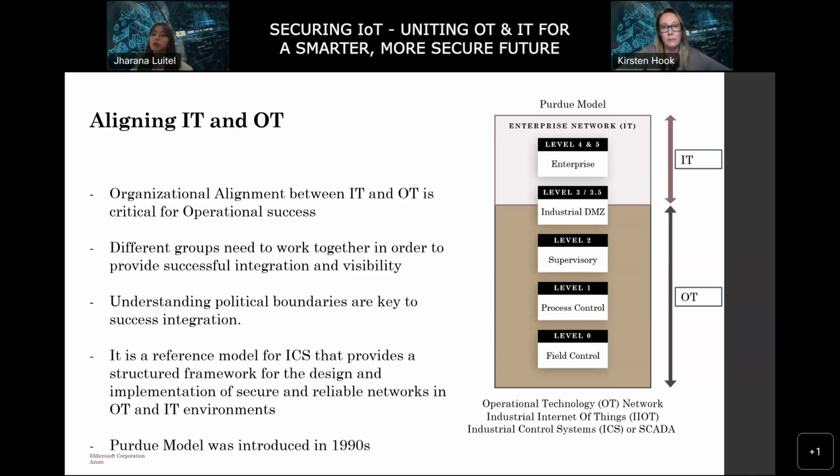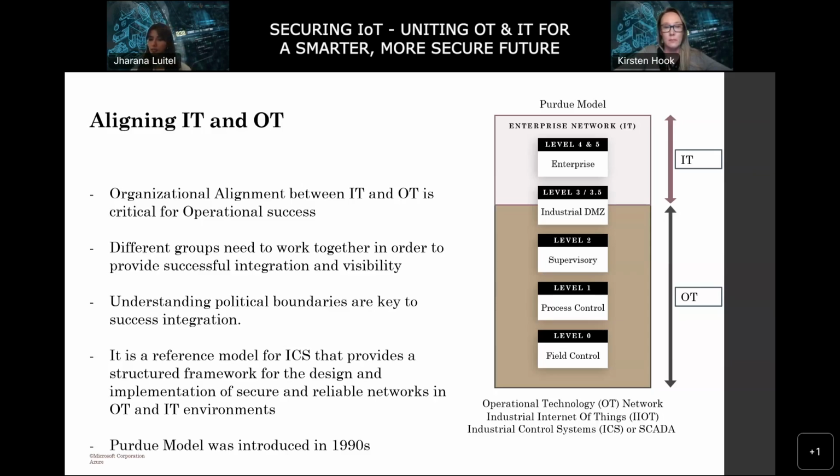This requires not only technical expertise, but also an understanding of the political boundaries and cultural differences between IT and OT teams. Ultimately, the alignment of IT and OT is very, very crucial for organizations to fully leverage the potential of IT and OT and drive innovation and growth in a rapidly evolving technology landscape. As we can see, aligning IT and OT is really important.